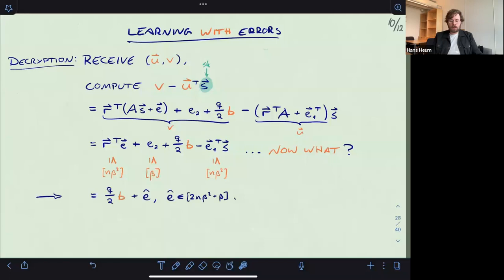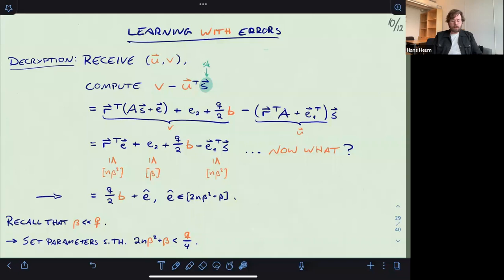scalar term. So then you can rewrite this as an E hat, I've chosen to call it, which is an error term, which is bounded exactly by this value 2n beta squared plus beta. Somewhat arbitrary value, but that's fine. What we have to recall here is that beta is supposed to be small. In particular, it's supposed to be small compared to Q, the modulus that we are working over. So we can set our parameters when setting up the system so that we are guaranteed that this value that we end up with, 2n beta squared plus beta, is smaller than the modulus Q divided by 4.